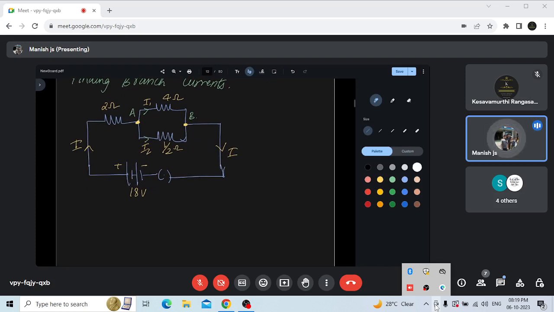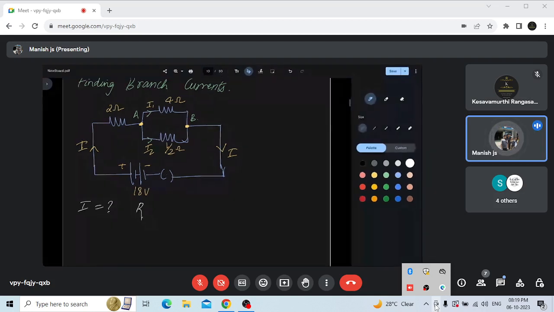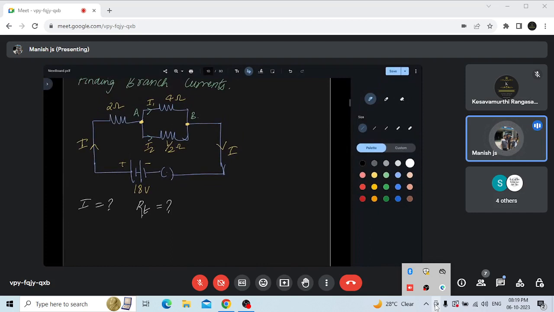For that, first you need to find out what is I. So how to find out I? Find out the total resistance first. So you need to find out what is the R total. So these are the things that we'll have to do first. So simplify the circuit. The first step of simplifying is to convert this circuit into a single resistor circuit.